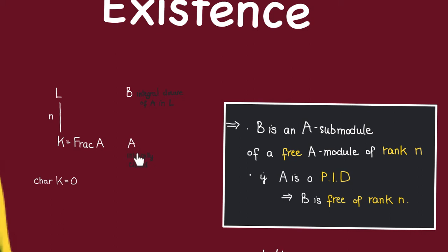That means integrally closed in its field of fractions, which we call K in this case. And we let L be a finite extension of K of degree n. Then we let B be the integral closure of A inside L. Then we claim that B is going to be contained inside a free A-module of rank n. This means in particular that if A is a PID, then B itself must be free of rank n. That is because every submodule of a free module over a PID must be free.